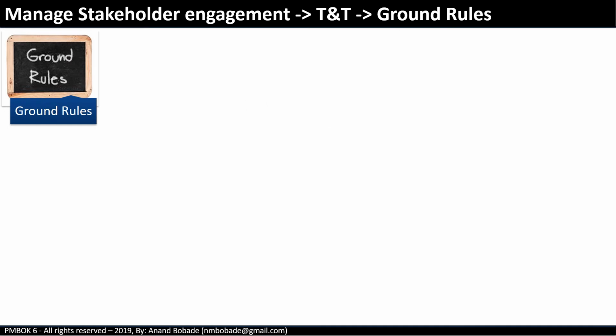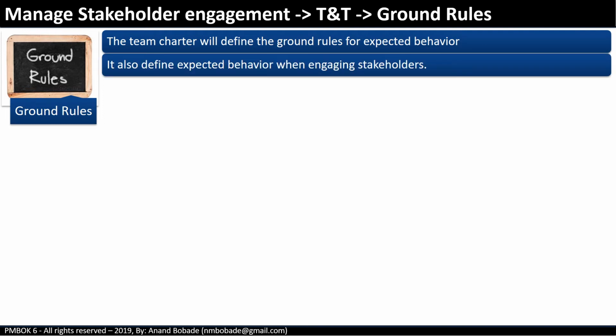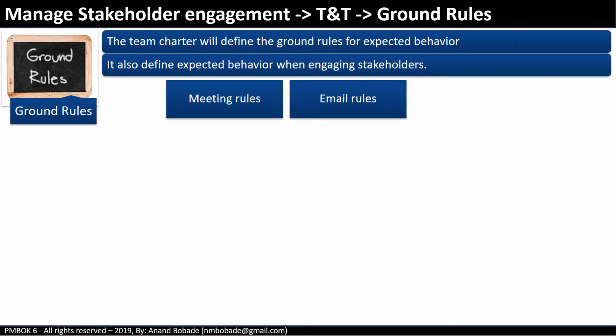Ground rules are useful for setting expected behavior. Team charter will define the ground rules for expected behavior between project team members. It also defines expected behavior when engaging stakeholders. Example, meeting rules, email rules, conflict resolution rules, and so on.